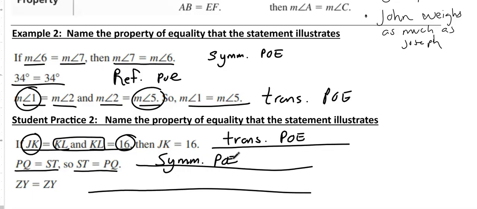All right, and then Aram, what did you put for the last one there? Yeah, it's the reflexive property. Anytime something is equal to itself, that's called the reflexive property.